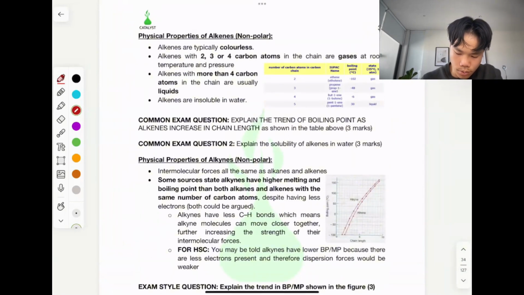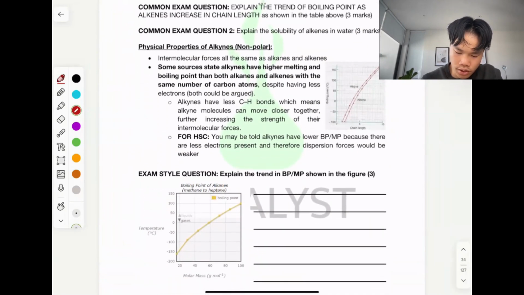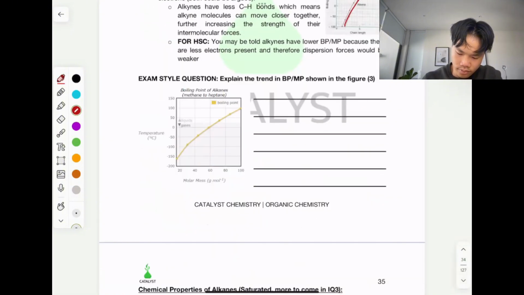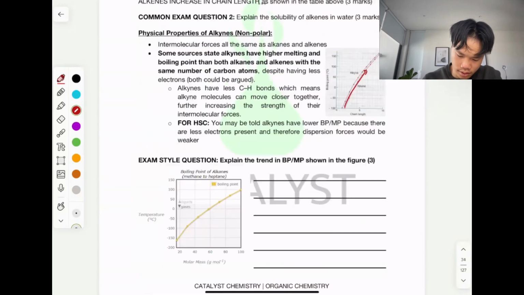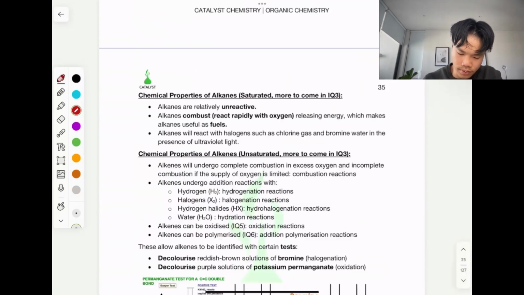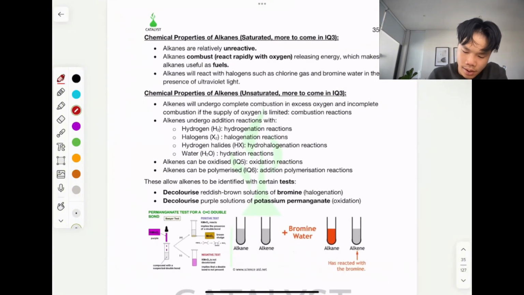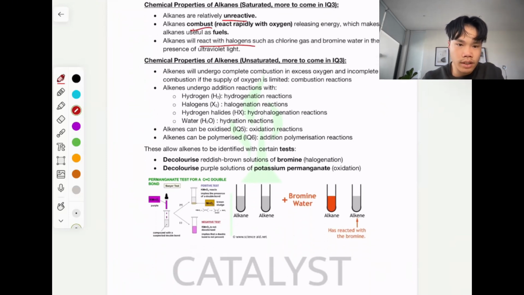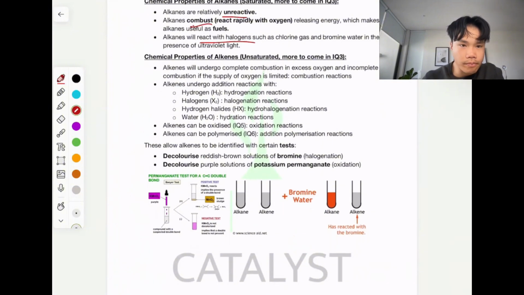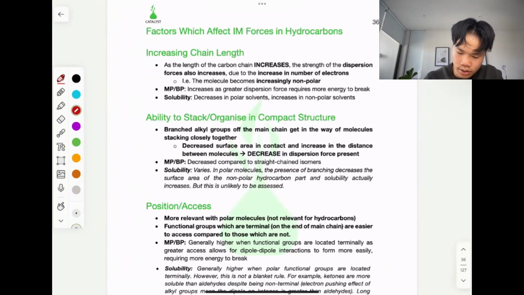For an alkene, the properties are quite similar. You should be able to explain the same thing, that boiling point increases as you increase chain length. And similar for solubility. The chemical properties are that alkanes are unreactive, they can combust, and they can react with halogens to make chlorine gas and bromine water. And this all comes back as we do our flow chart. Chemical properties of alkenes, there's a few more, and again, we'll revisit this when we look at the reactions.